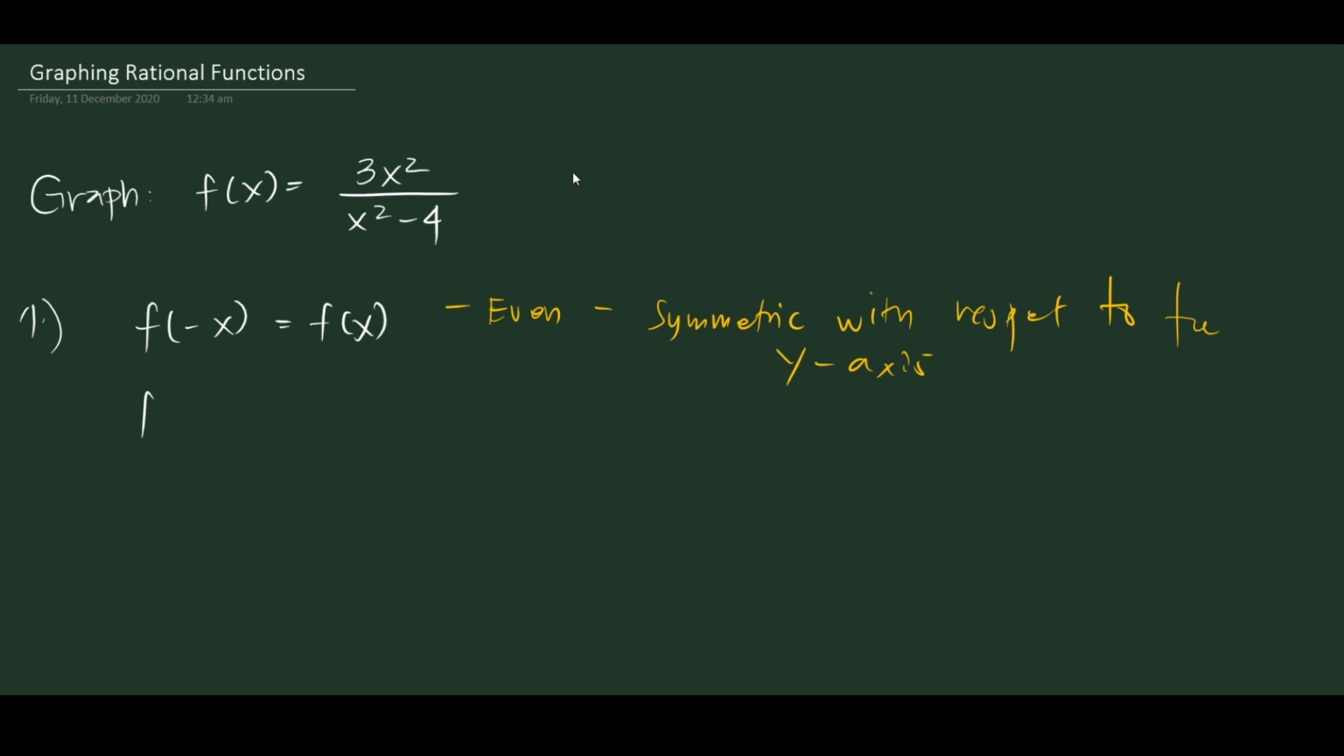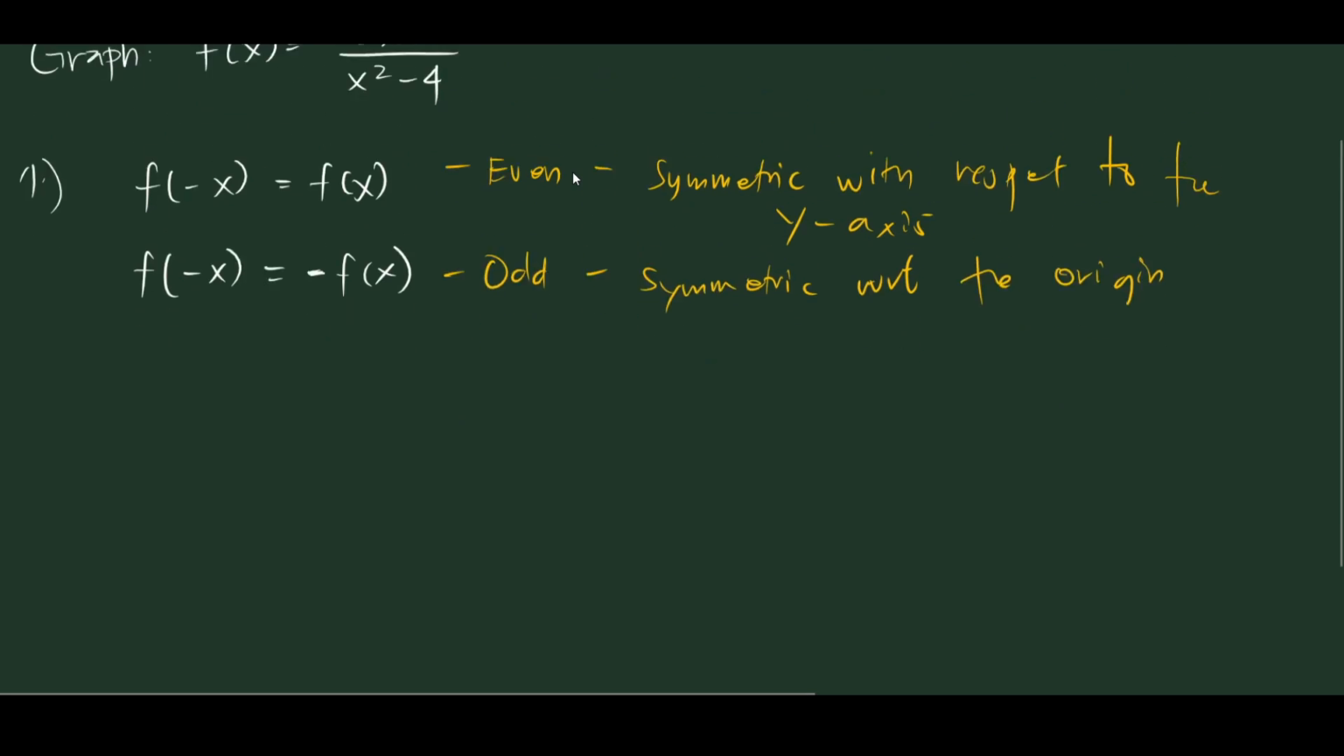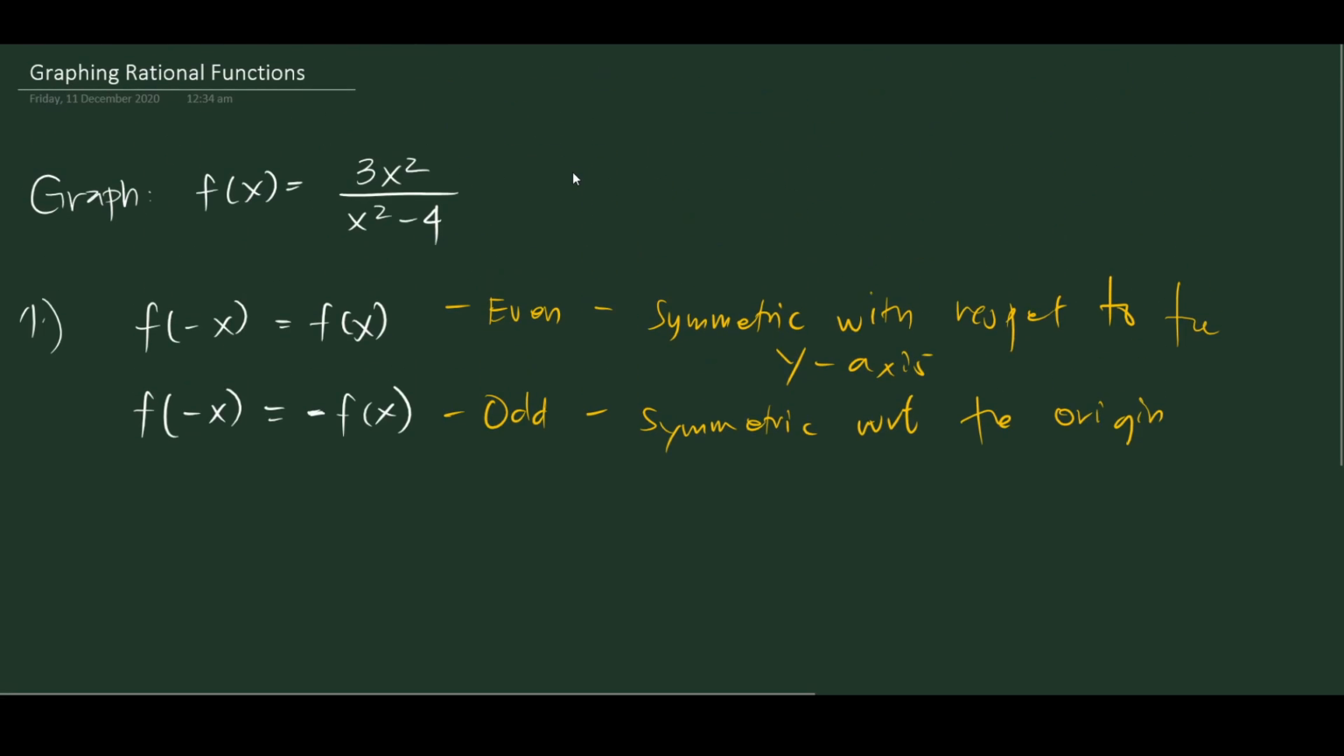Now, if you evaluate the function and the result is negative f of x, then the function is odd. Okay, that means it is symmetric with respect to the origin. Okay, so let's find out if this function is even or odd. Okay, so this will be of use to us when we start plotting some points.